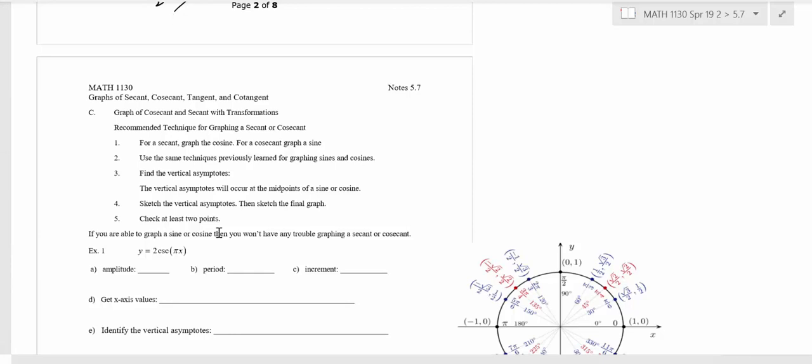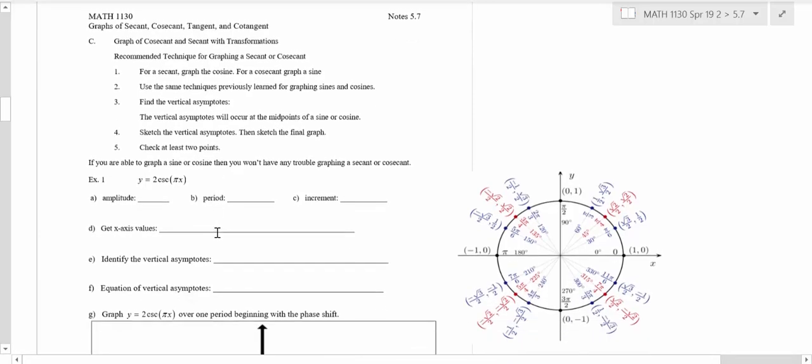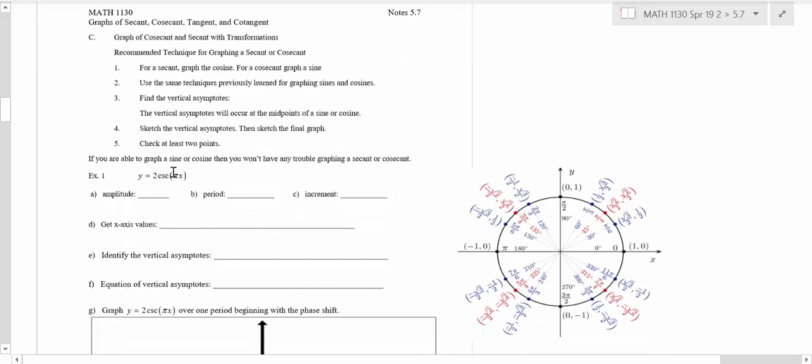And your goal on this is not to have to do a table of values unless you feel like it's necessary. You want to try to be able to do the graphing as much as you can in like 1 or 2 steps, okay? All right, so to begin with on this one, we're doing 2 cosecant of pi x. So what we're really going to work with is y equals 2 sine of pi x.